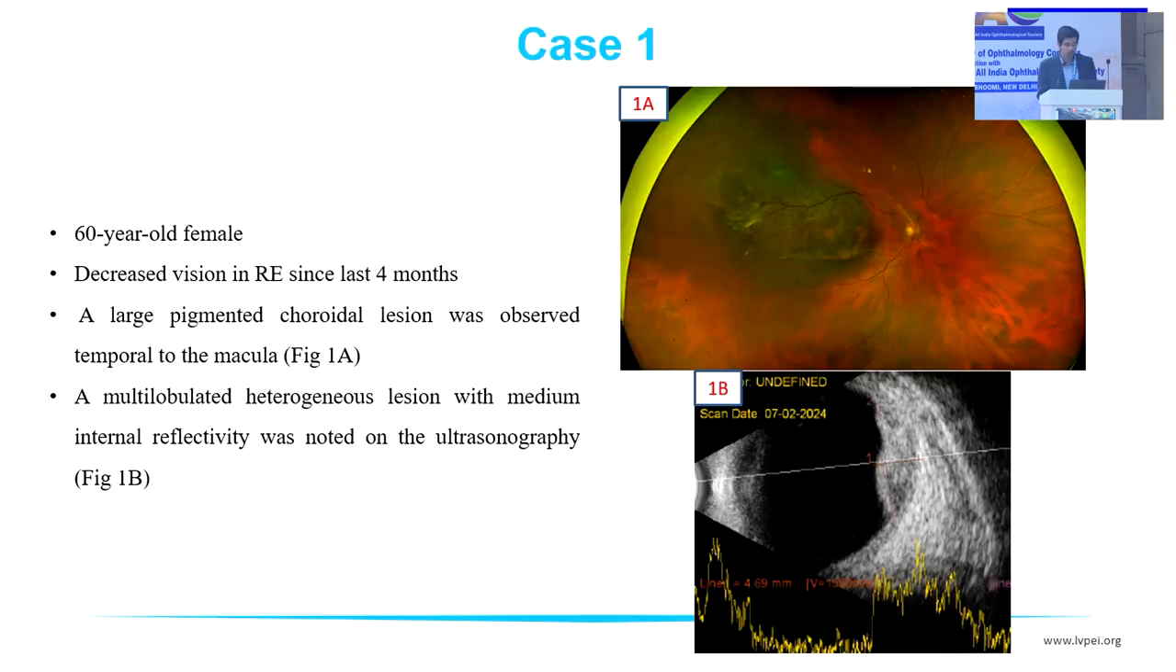This is case 1, regarding a 60-year-old female who complained of decreased vision in the right eye since the last 4 months. We can see a large pigmented choroidal lesion at the posterior pole involving the macula. On ultrasound B scan, a multilobulated heterogeneous lesion was seen with medium to high internal reflectivity.